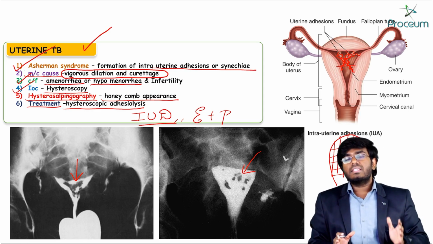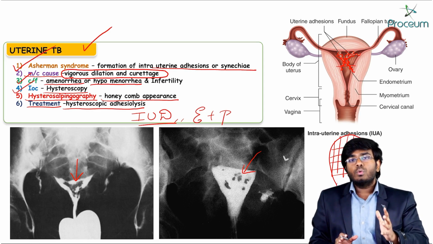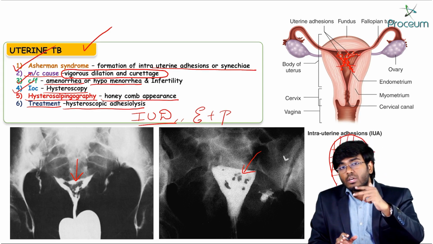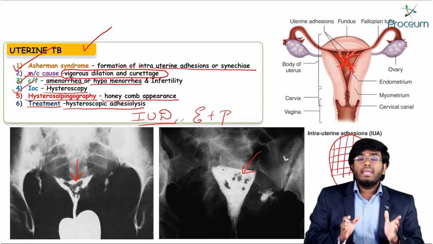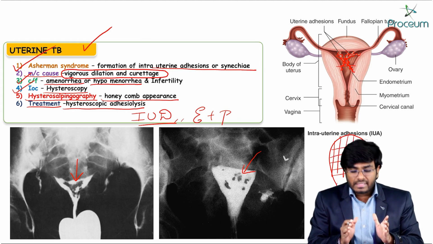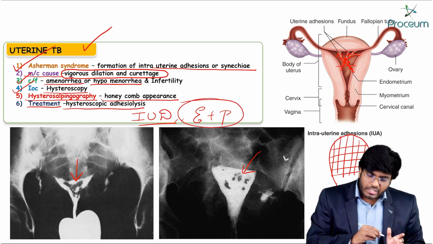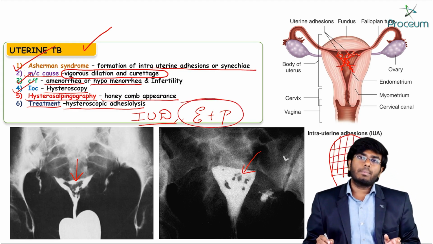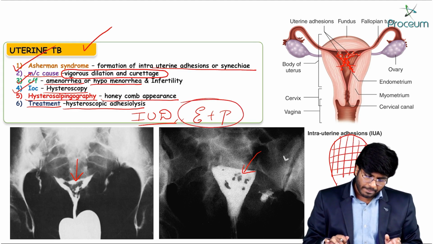So what is the treatment, guys? You have to do the hysteroscopic adhesiolysis followed by keeping an intrauterine device. Along with that, you have to give estrogen and progesterone therapy for this female.